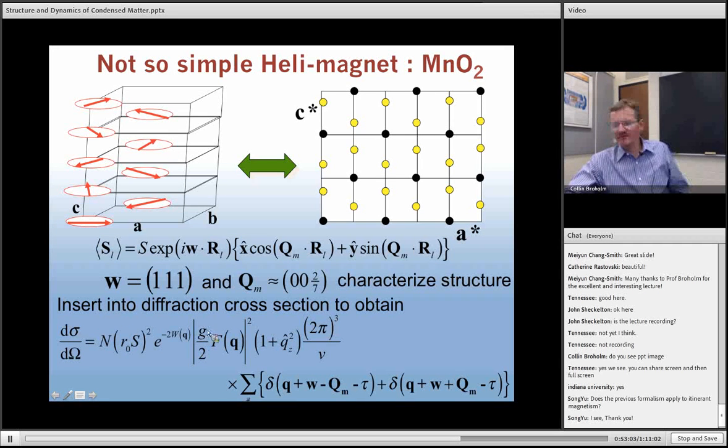I guess one other feature to mention is that the overall intensity involved has to do with the magnitude of the moment associated with the spiral S. It comes in squared, and then I have this the famous R0 factor that we mentioned from the beginning, which measures the overall strength of magnetic scattering.